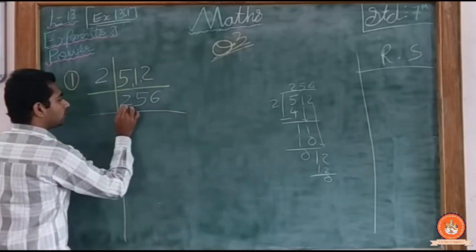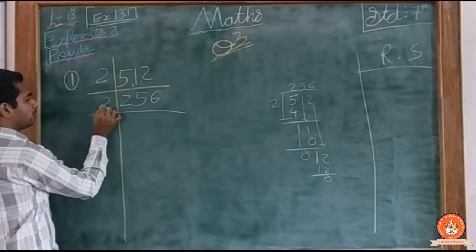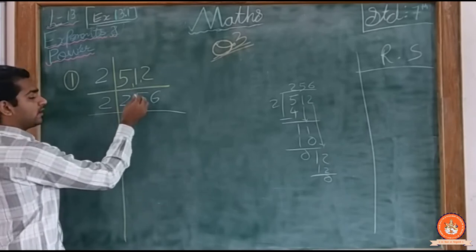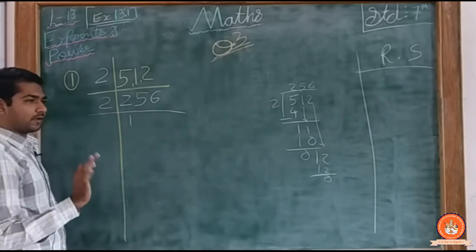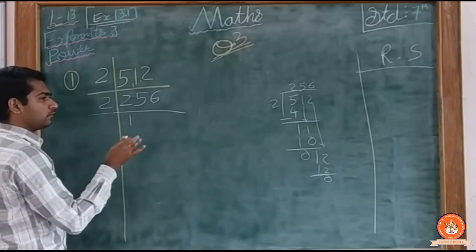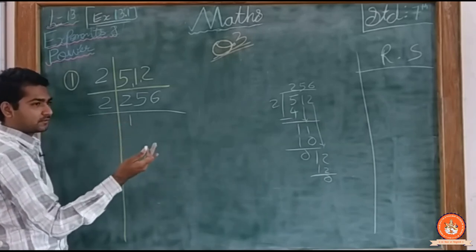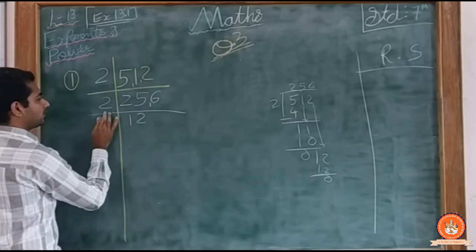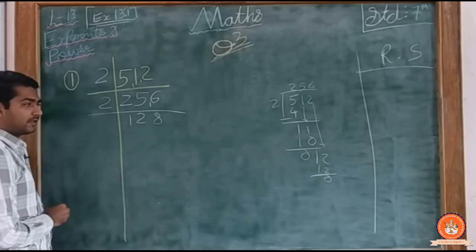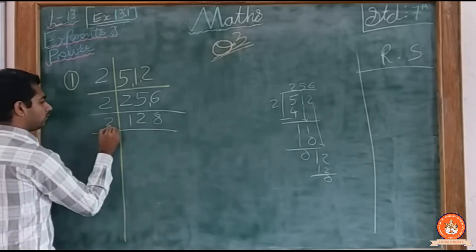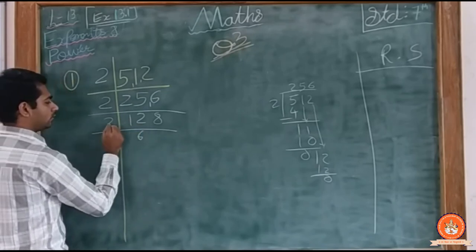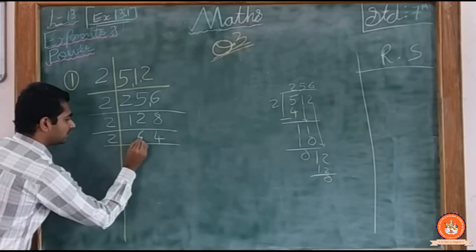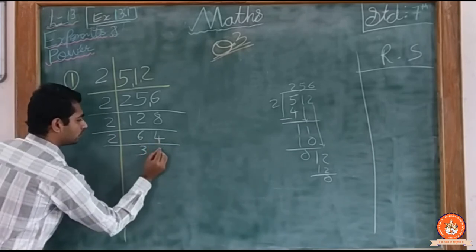Now 256, dividing by 2 only, because it is divisible by 2. 2 1s are 2. Here is a 5, so we can take the number which is less than or equal to 5. So 2 2s are 4, then 2 5s are 10, and 2 3s are 6. So 6 is greater than 5, so we will write 2 2s are 4, and here is 1. Now 8 2s are 16. Clear? Moving forward, 2 6s are 12, 2 4s are 8, 2 3s are 6, and 2 2s are 4.